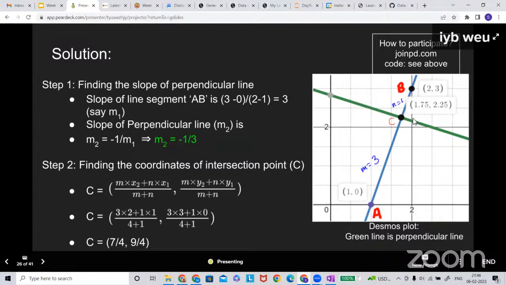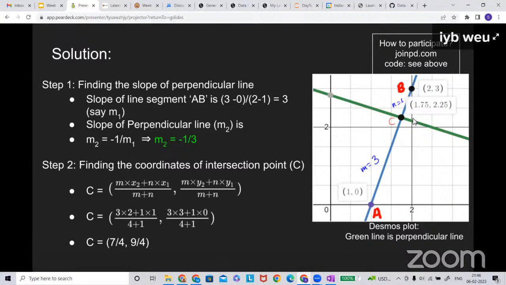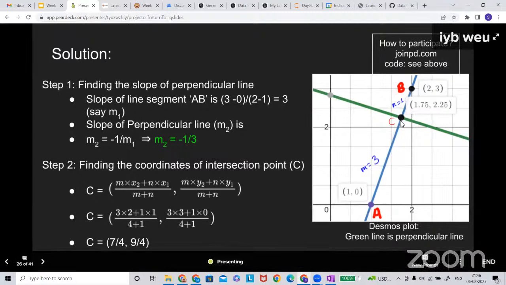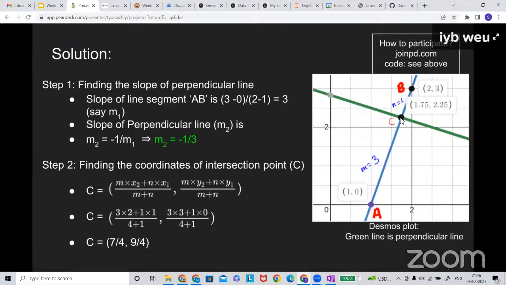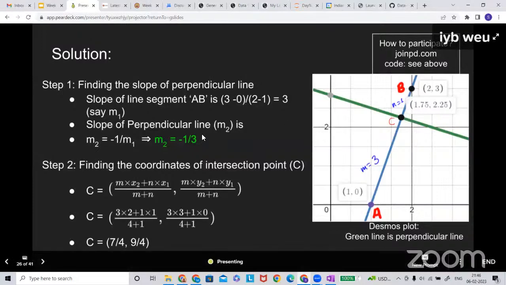Now you have got the slope of the perpendicular line. The extra thing is we need to find the coordinates of the point C. How will we get it? Using the section formula. The ratio is given already as 3:1, and the section formula you know already: (m into x2 plus n into x1) upon (m plus n), and the other coordinate is (m into y2 plus n into y1) upon (m plus n). As these points are given, using the section formula you can easily get the coordinates of C, which is 7/4 and 9/4.